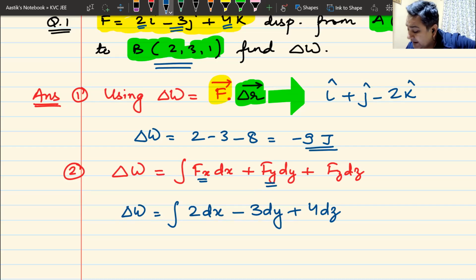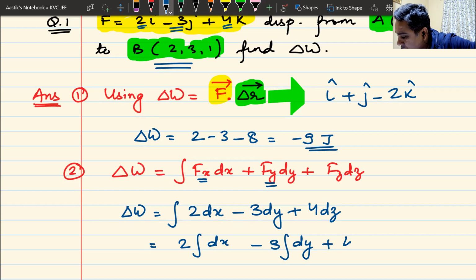So now what I'll do is I will break it up into 3 integrals. One will be the integral of dx. 2 will come out, 2 is constant. Minus 3 into integral of dy. Minus 3 is constant, it comes out. Plus 4 times integral of dz. 4 is constant, it comes out of the integral. I hope everyone is following me.